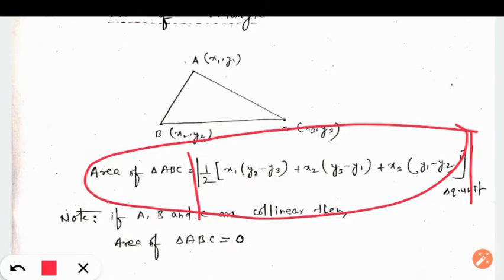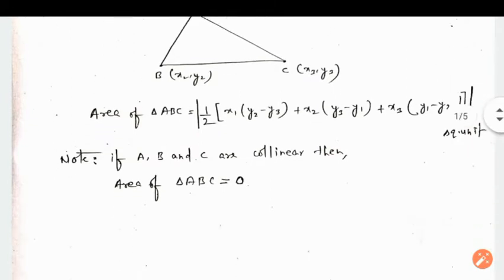The area can be found as negative. Why? Because of the quadrant. We have 4 quadrants, so because of the quadrant, the area of a triangle can be negative. But numerically, we need the magnitude of the area. That is why modulus is used.